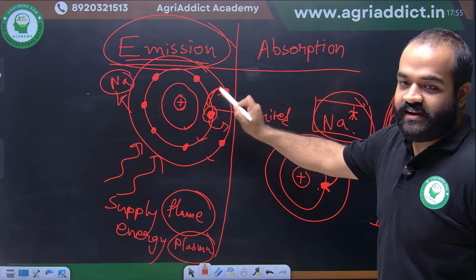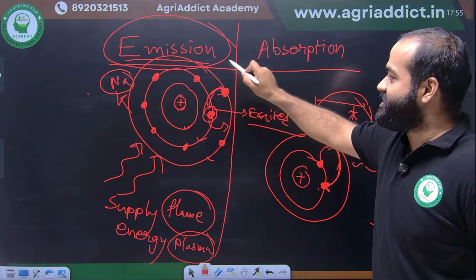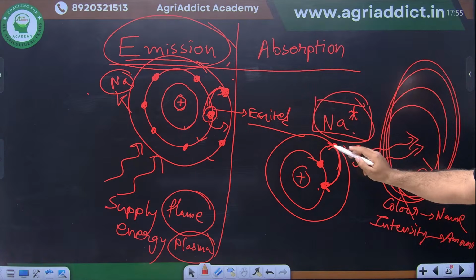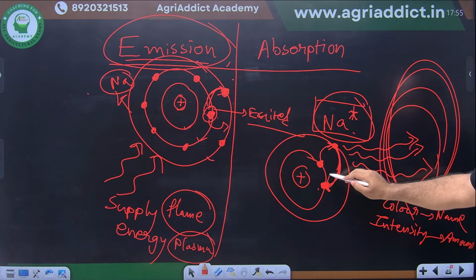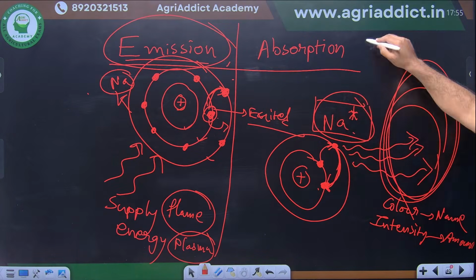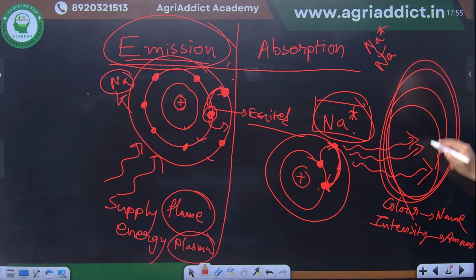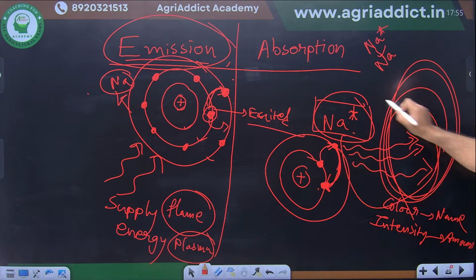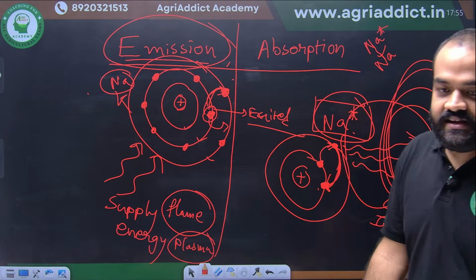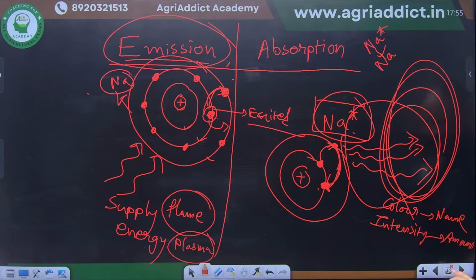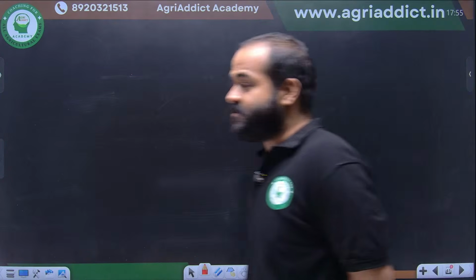The electron took energy, and with that energy it jumped to the higher orbital, and the atom got excited. When this electron jumps back to its original orbital and returns to its ground state, that is, when Na star becomes Na, it releases a characteristic wavelength of energy, and that is what we measure. This is emission. Now what is absorption?